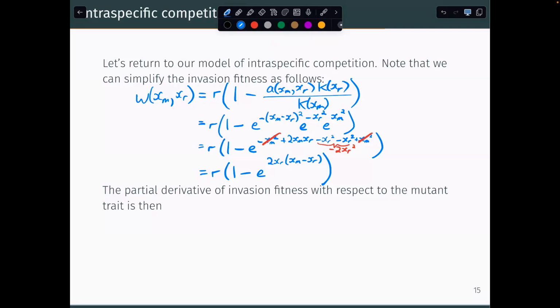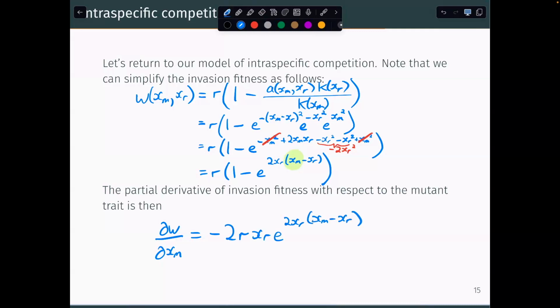So we want to find, first of all, our selection gradient. So we need to take our partial derivative. I'll do this in two stages. If we work out our partial derivative of invasion fitness with respect to our mutant trait, well, our mutant trait only actually appears in one location here. So the first term is going to go to 0, and then we're going to have minus 2r xr e to the 2xr times (xm minus xr).